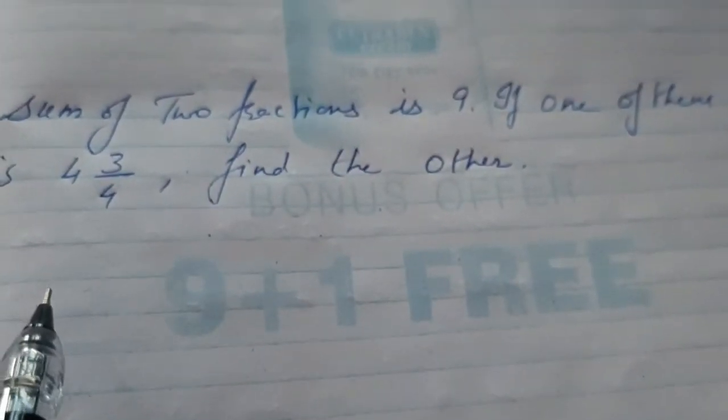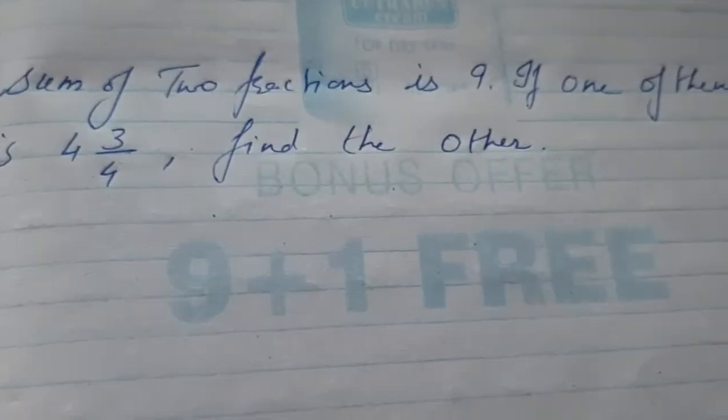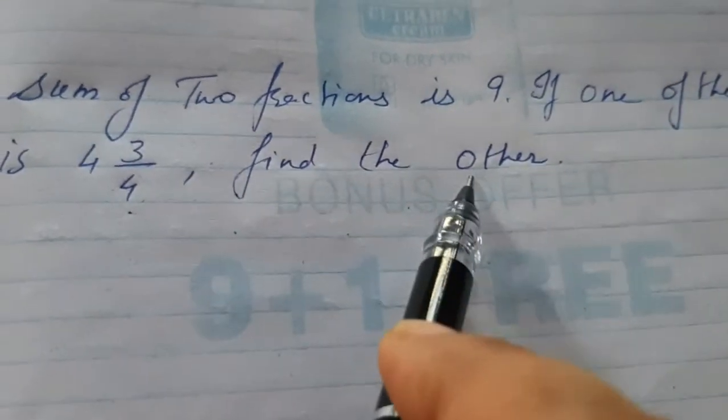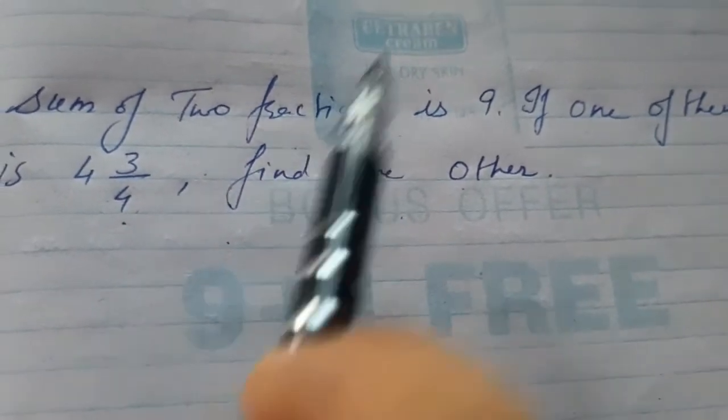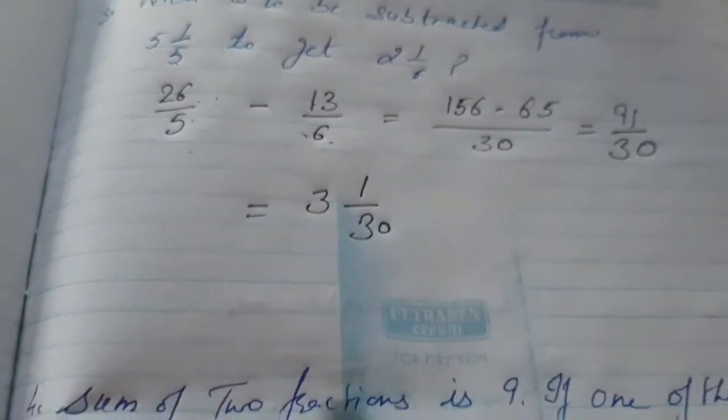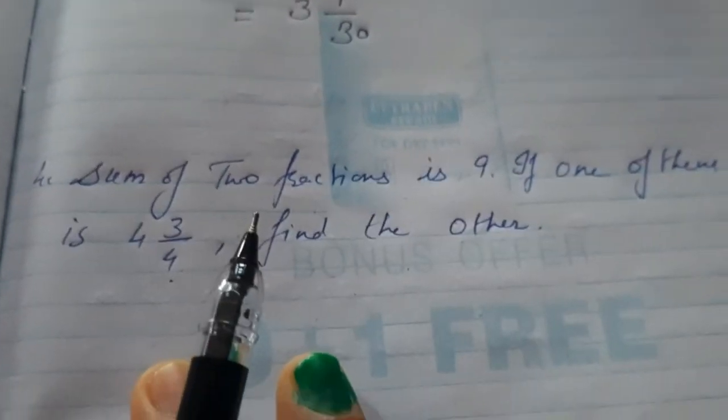Next is sum of two fractions is given that is 9. If one of them is 4 and 3 by 4, find the other. Sum of two fractions. This is the same question as we have done here. Both the questions are same. Just the way of asking the question is different.